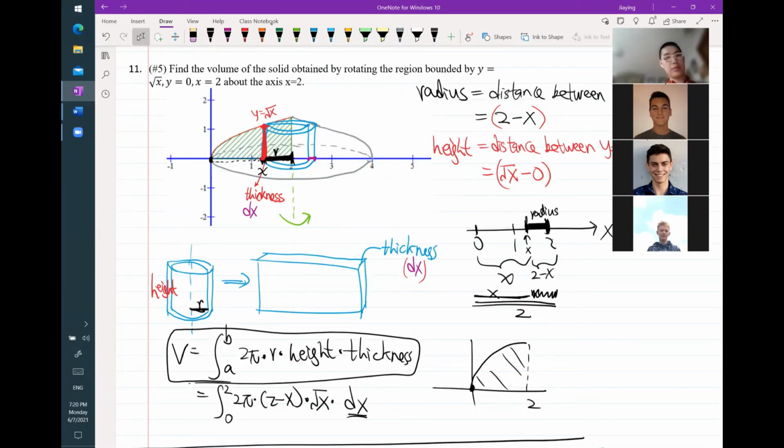How many questions will be on the quiz? That'll be like 3 or 4, or maybe 5, depends. But again, we're going to try to give you enough time, so I don't think you need to worry too much about not being able to finish it. But definitely make sure that you're familiar with using either the disk method or the shell method to find the volume. I think if you're comfortable with it, the problems actually wouldn't take that long.